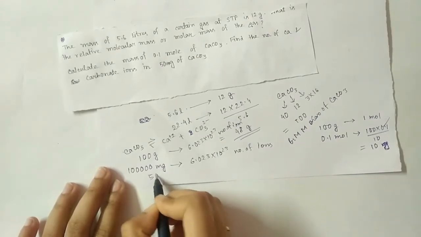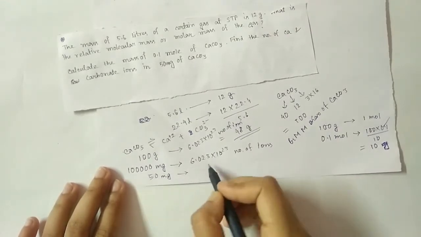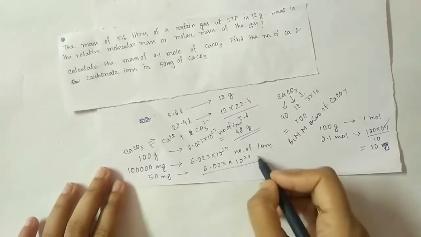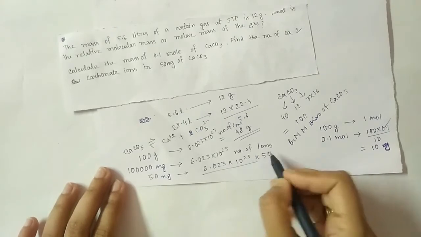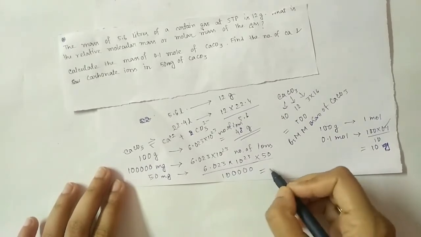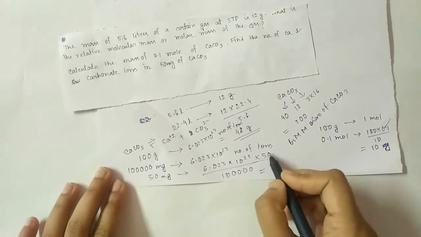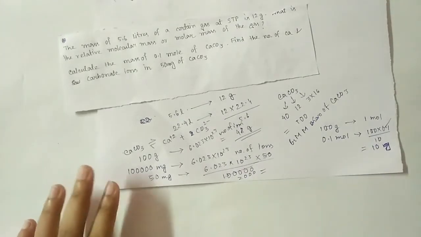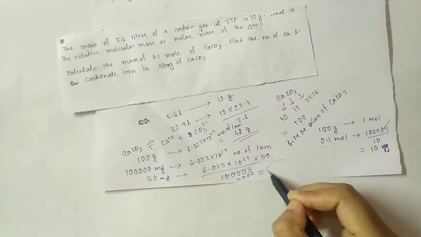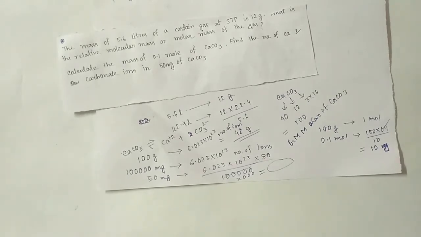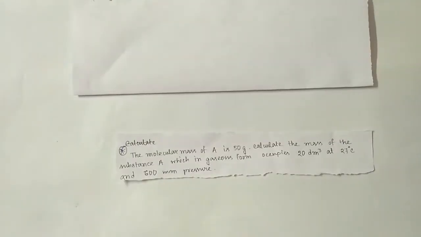And finally you have to determine the number of ions in 50 mg. So it will be 6.023 into 10 to the power 23 by 1 lakh, multiplied by 50. The resultant will be the final answer, the number of ions present in 50 mg of CaCO3. Now the next question is, the molecular mass of A is 50 gram.